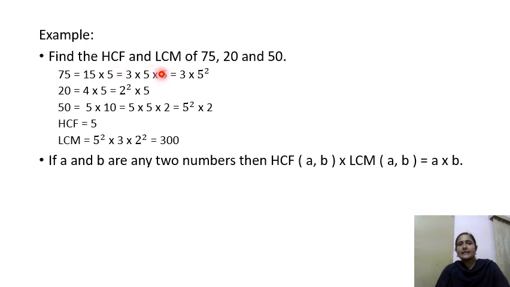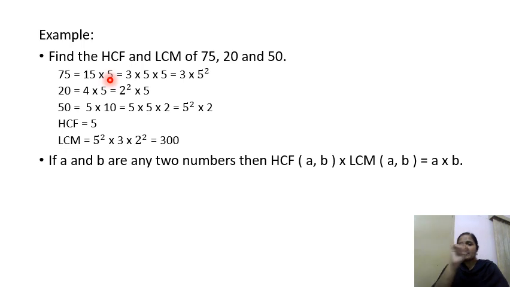Find the HCF and LCM of 75, 20 and 50. So, to find the HCF, first what we have to do? Yes, we have to do the prime factorization of all the numbers. So, here is the prime factorization of the number. First one, 75. I wrote in this way. If you don't want this method, you can use your own previous method which you are doing there.